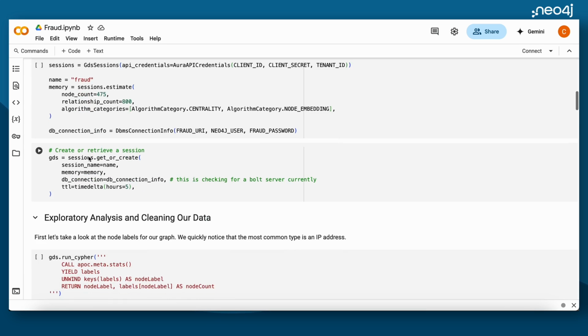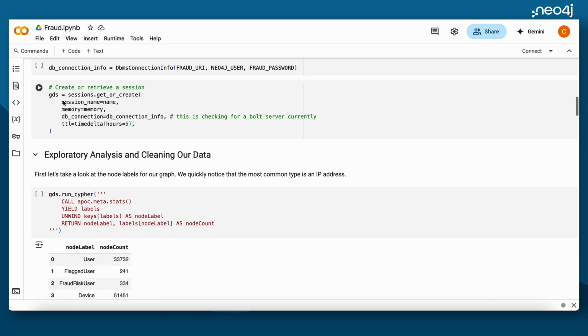So then you're going to do sessions, get or create, and create a sessions object. Once you create this session, the billing will start. So we're going to create that.